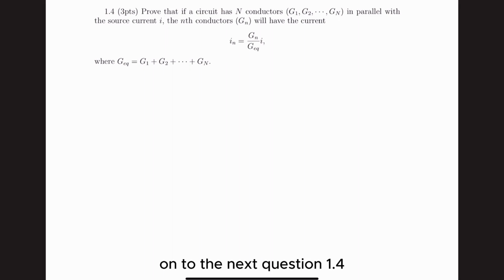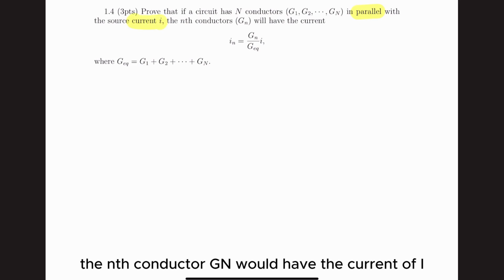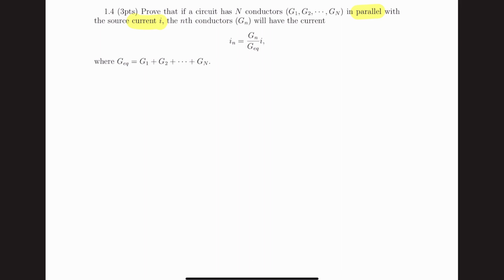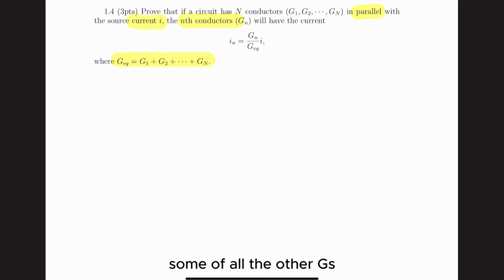On to the next question, 1.4. Prove that if a circuit has n conductors, G1, G2, all the way to Gn, in parallel with the source current I, the nth conductor, Gn, would have the current of In equals Gn over Geq multiplied by I. So we want to find the current for the nth conductor, where we've been given that Geq is the sum of all the other G's.